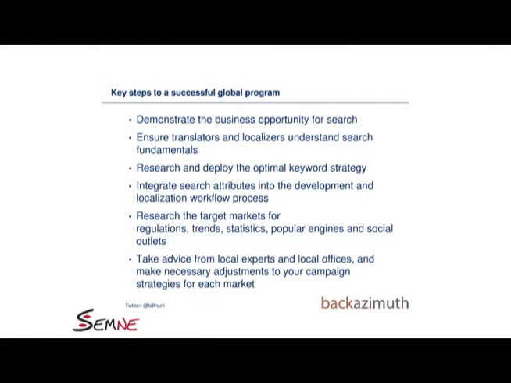So, wrapping up the keys to a successful global program: demonstrate the business opportunity. Use the keyword tools that we talked about. Look at what the opportunity is. Look at what traffic you're getting to help understand which markets I should go to. Ensure anybody working on the language site understands search fundamentals. The little things. Make sure that they understand keywords and titles and those types of things.